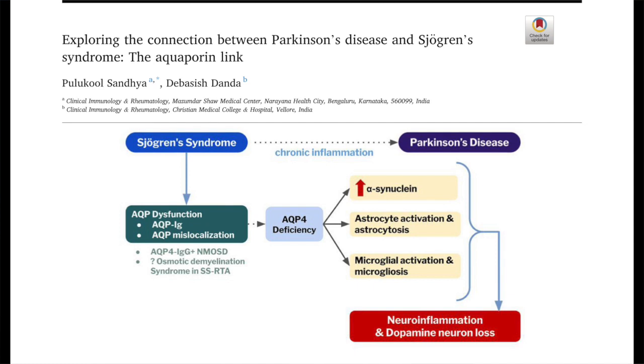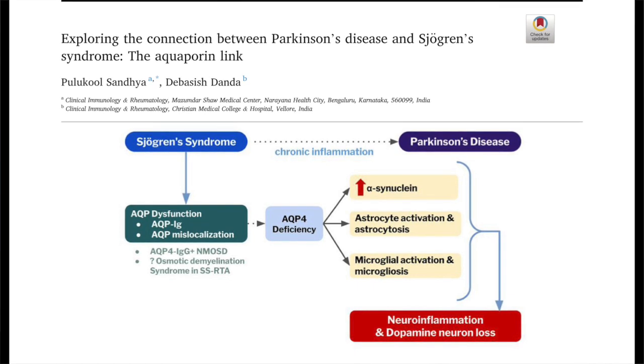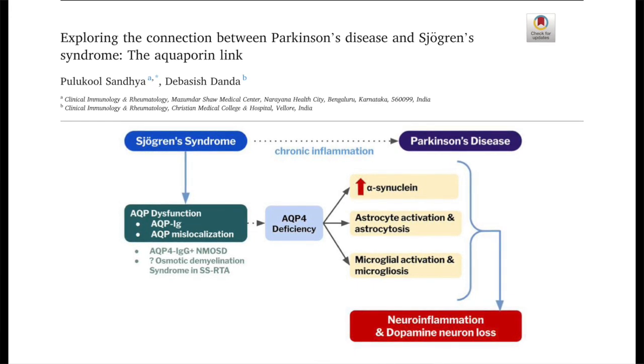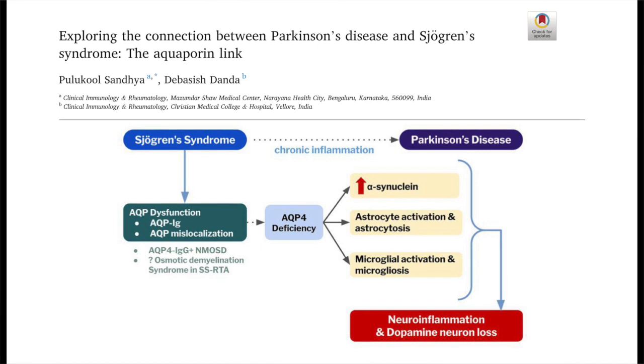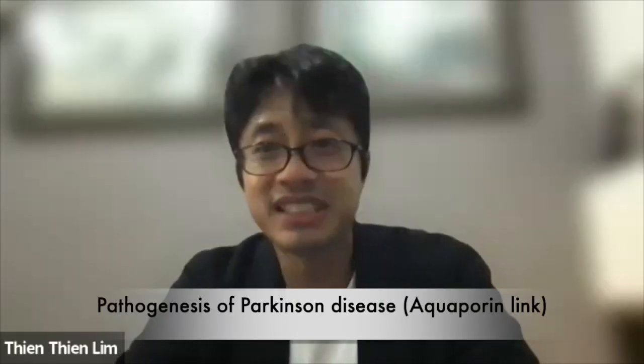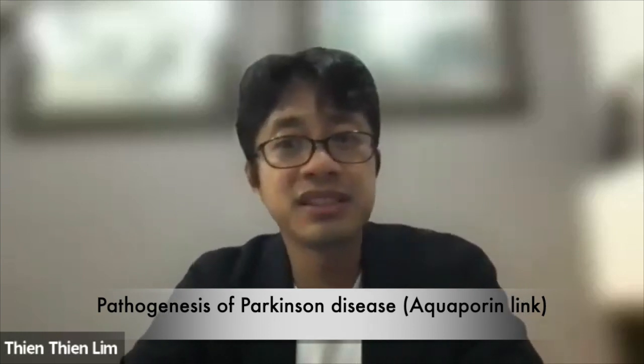However, we need to clarify that while in Sjogren's syndrome there is mainly a dysfunction at the level of the isoform type 5, in Parkinson's disease, the aquaporin that is mainly affected is aquaporin 4. So further research is needed in this field to clarify whether there is or not an overlap between the two disorders. Thank you for the explanation. How would this hypothesis contribute to the pathogenesis of Parkinson's disease?